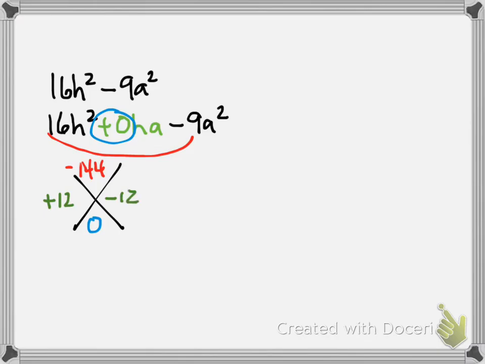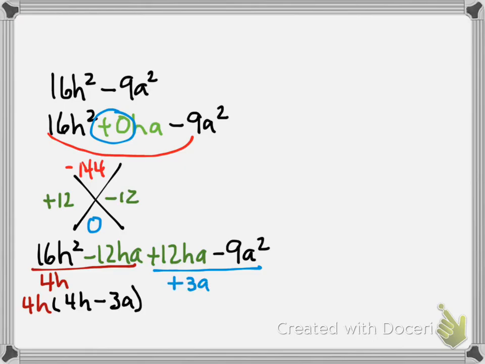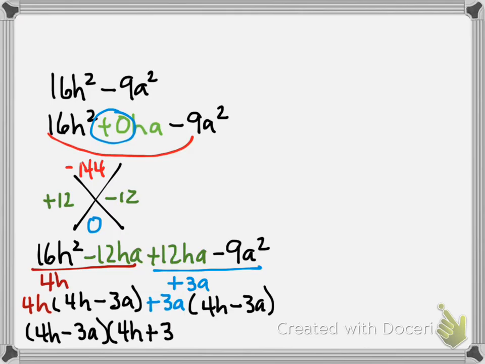All right, so now we're going to turn my binomial into a 4-term polynomial using these two terms. So I'm going to put the negative one in the middle and then the positive one. And then I'm going to factor by grouping. So the first two have a 4h in common, which leaves behind a 4h minus 3a. And then the next two have a positive 3a in common. And that gives me a 4h minus 3a. So I do have the miracle occur where they both have the common binomial of 4h minus 3a, and then I form a binomial from the coefficients. So I get 4h plus 3a.